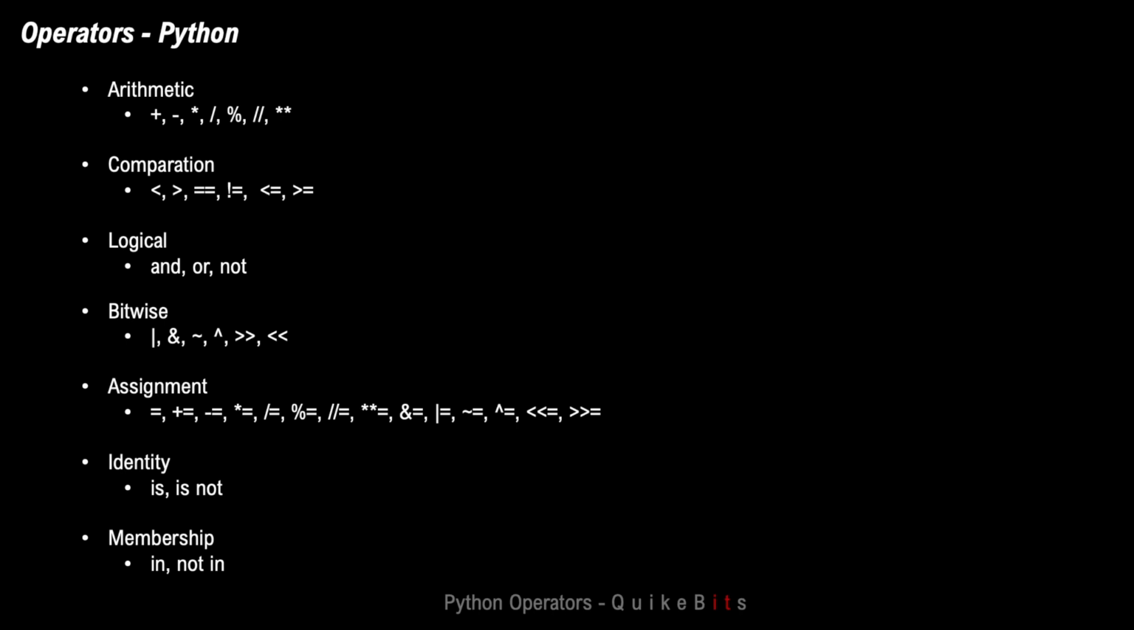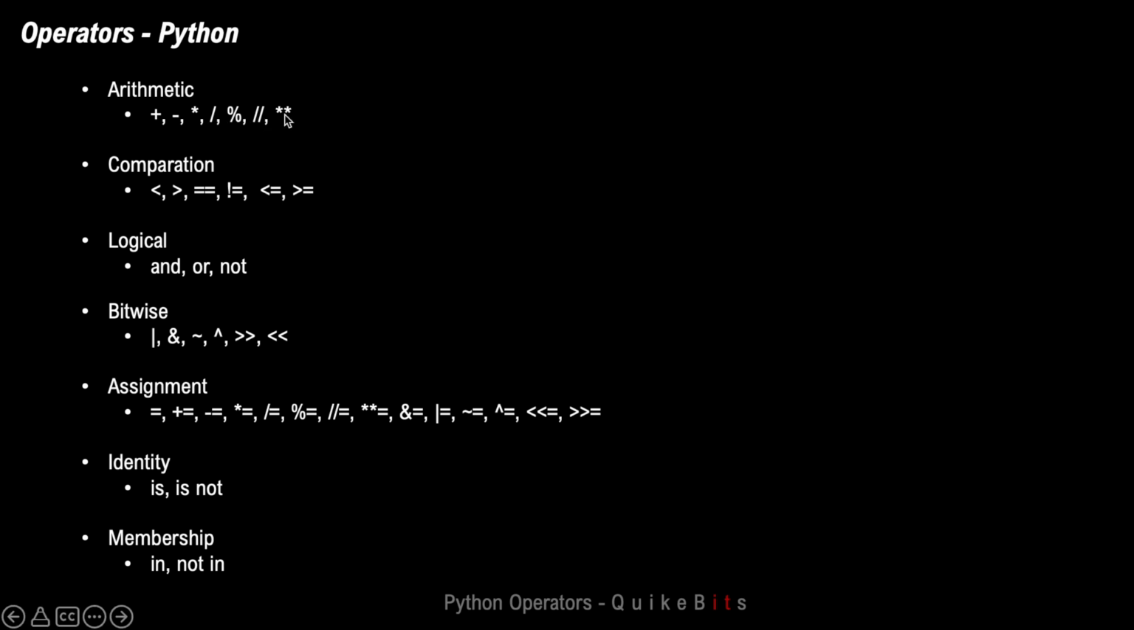Like other programming languages, Python also has arithmetic operators, comparison operators, logical operators, bitwise operators, assignment operators, identity operators, and membership operators. There are a few operators which are probably different in Python. There is the double slash in arithmetic operators. The percentage will give a remainder, but this one will give the quotient of the division.